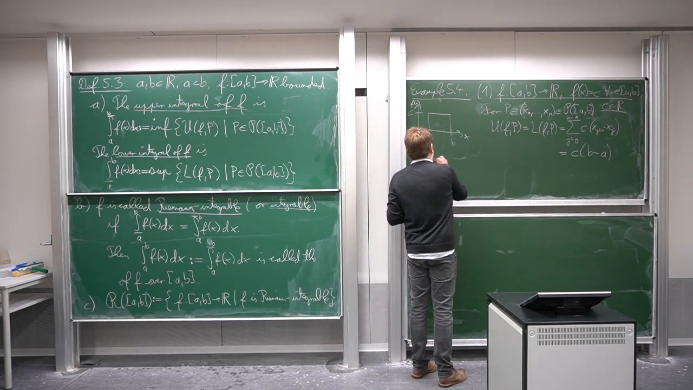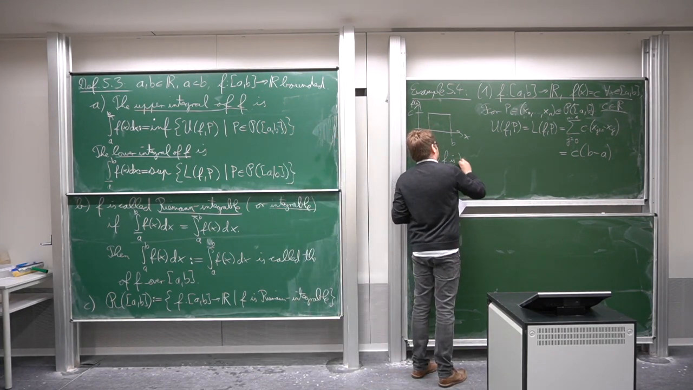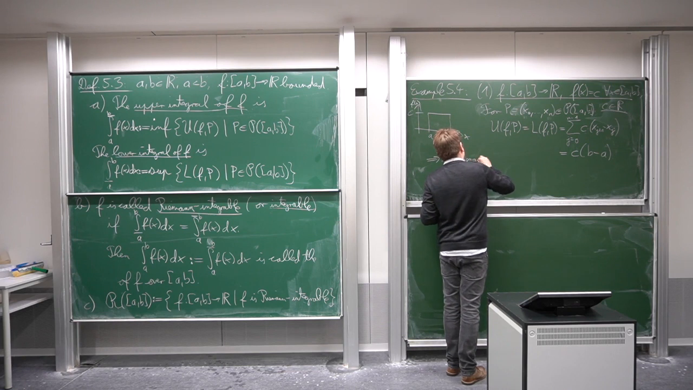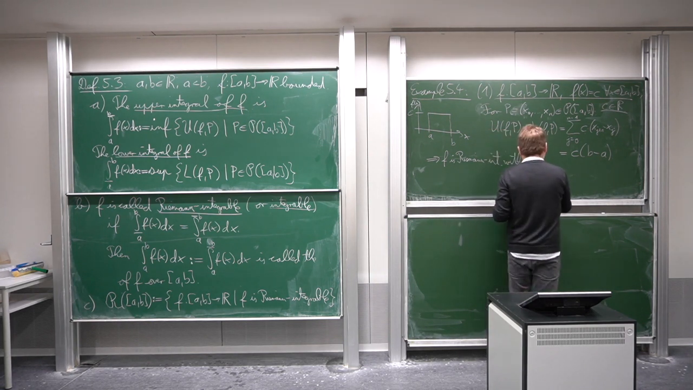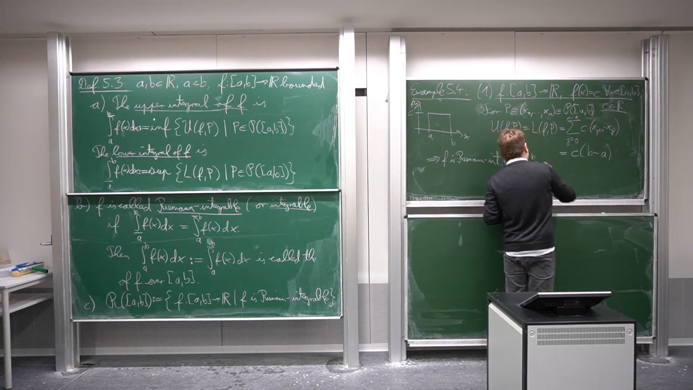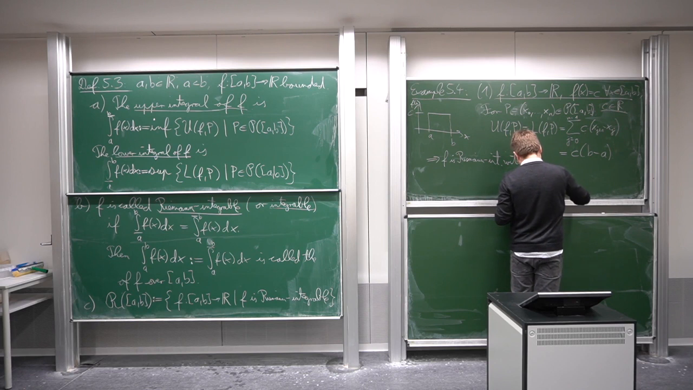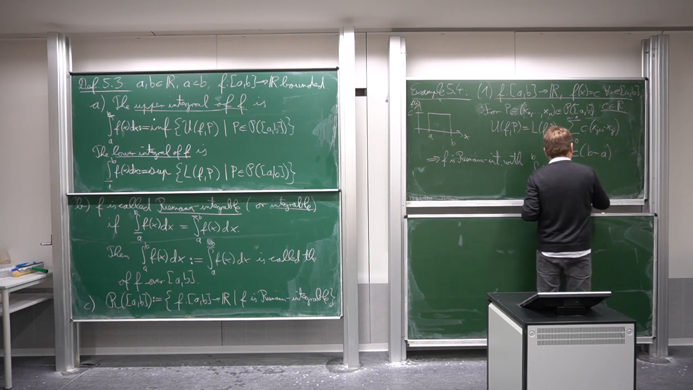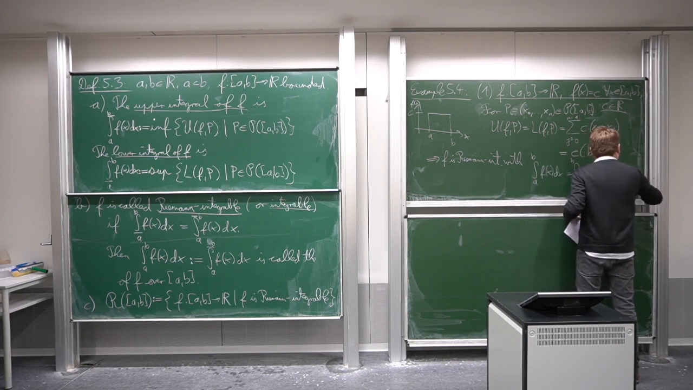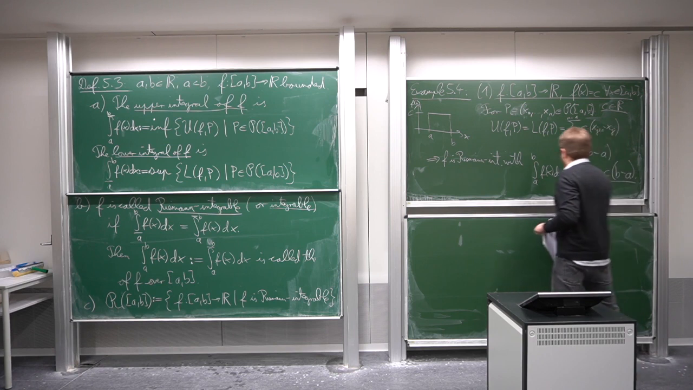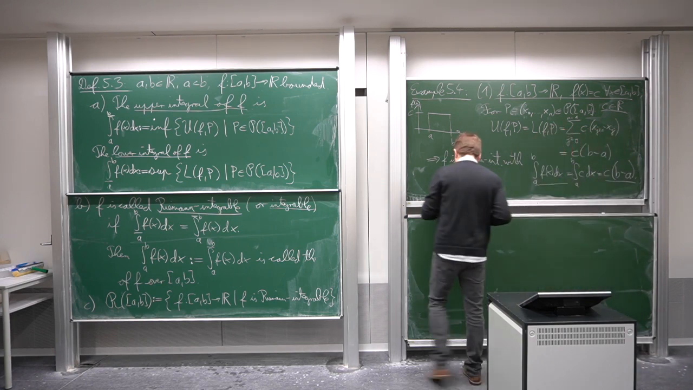And we get that f is Riemann integrable with integral from a to b of f(x) dx. You can also write this as the integral from a to b of c dx, of course. This is c times (b minus a). Okay, as easy as it gets.